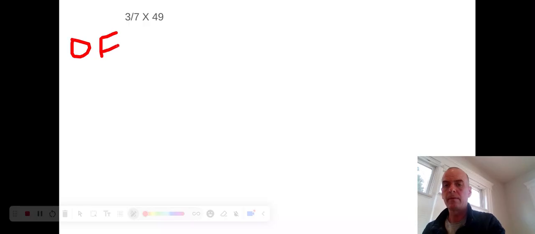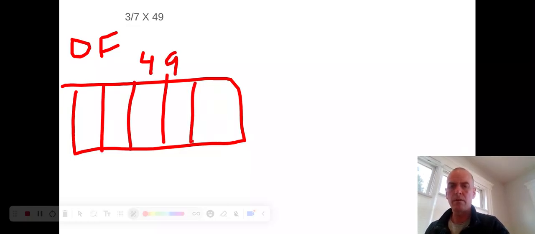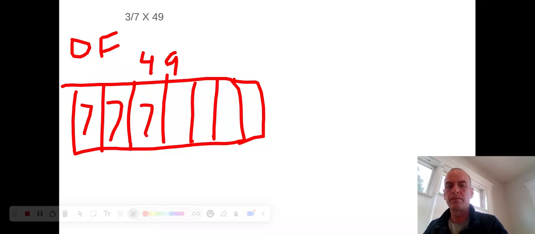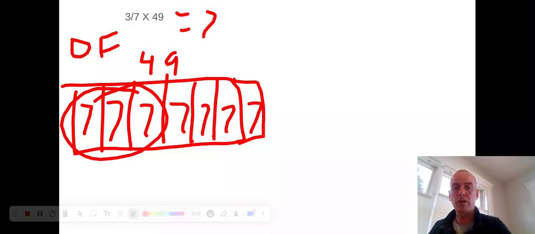So for this problem, 3/7 times 49, the "of" way is to come up with a bar model. We're trying to fit 49. Okay, 7, right? 1, 2, 3, 4, 5, 6, 7. And we don't know how many go in each group. Well, in this case, it happens to be the same as the denominator. So 7 fit into each group. And then we're taking 3 groups. So 7, 14, 21, it equals 21.